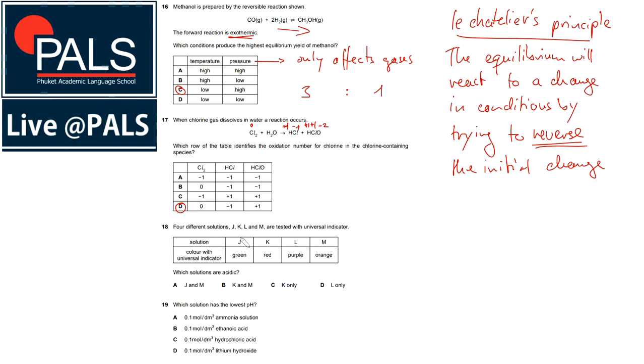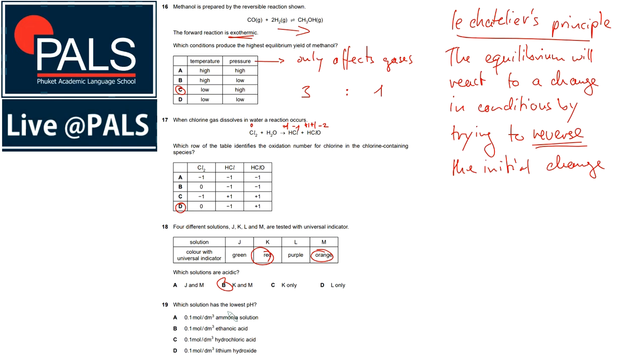Four different solutions, J, K, L, and M, are tested with universal indicator. We see the different colors. Now, universal indicator, we know green is neutral, towards yellow, orange, red is acidic, blue, purple is alkaline. Which solutions are acidic? Red and orange, K and M, B.